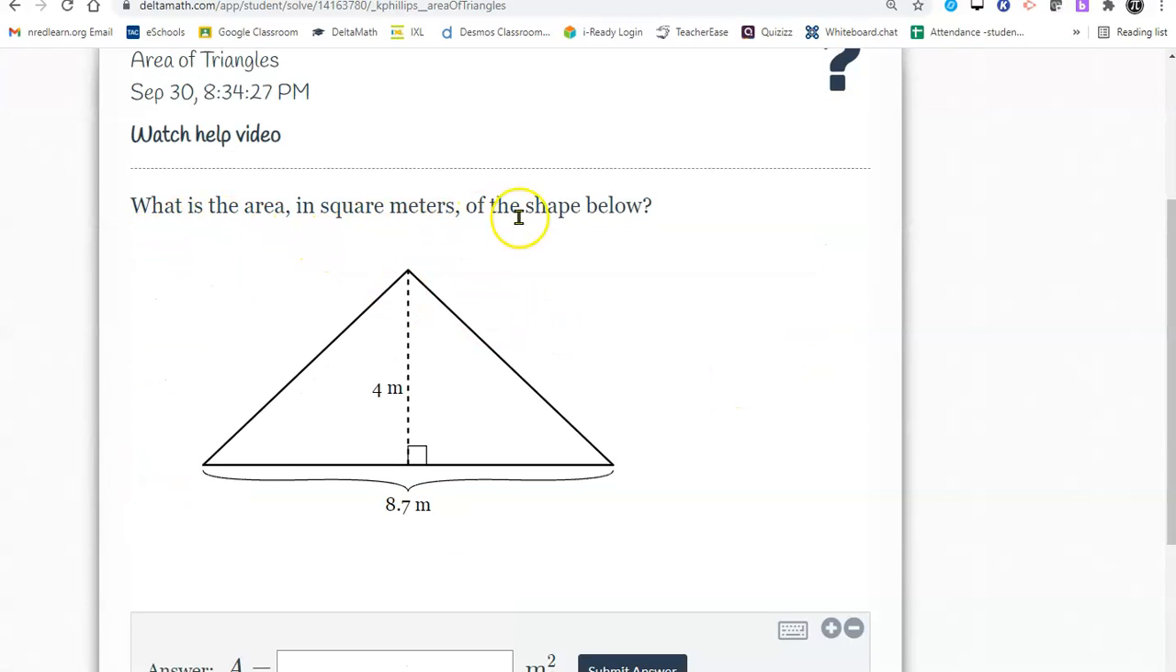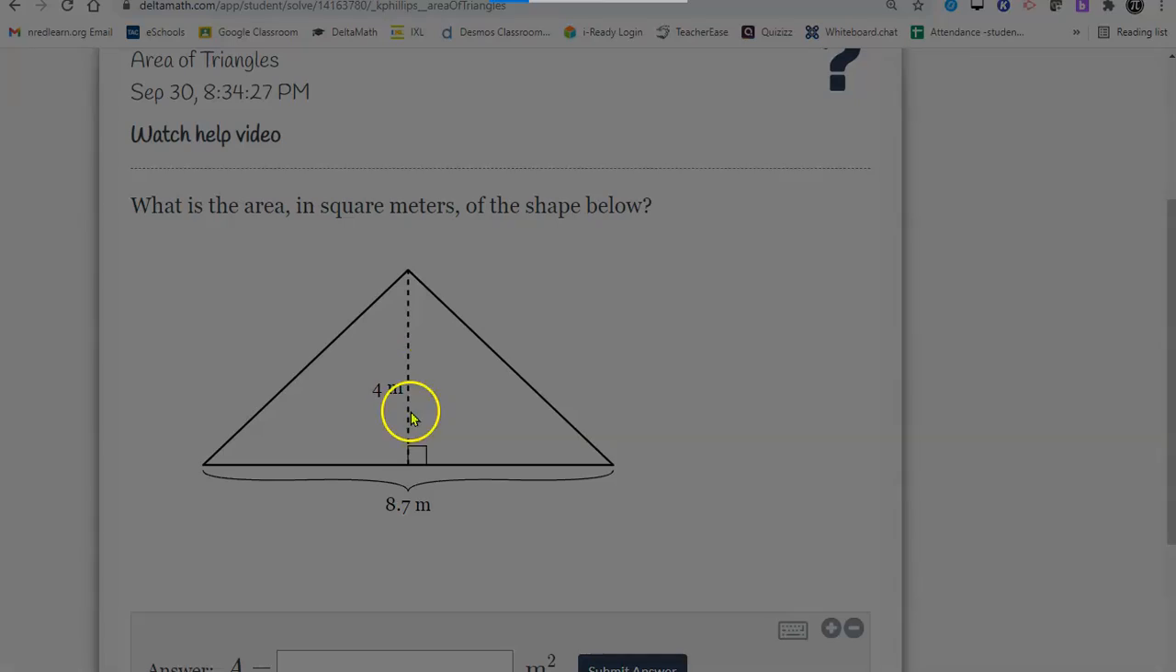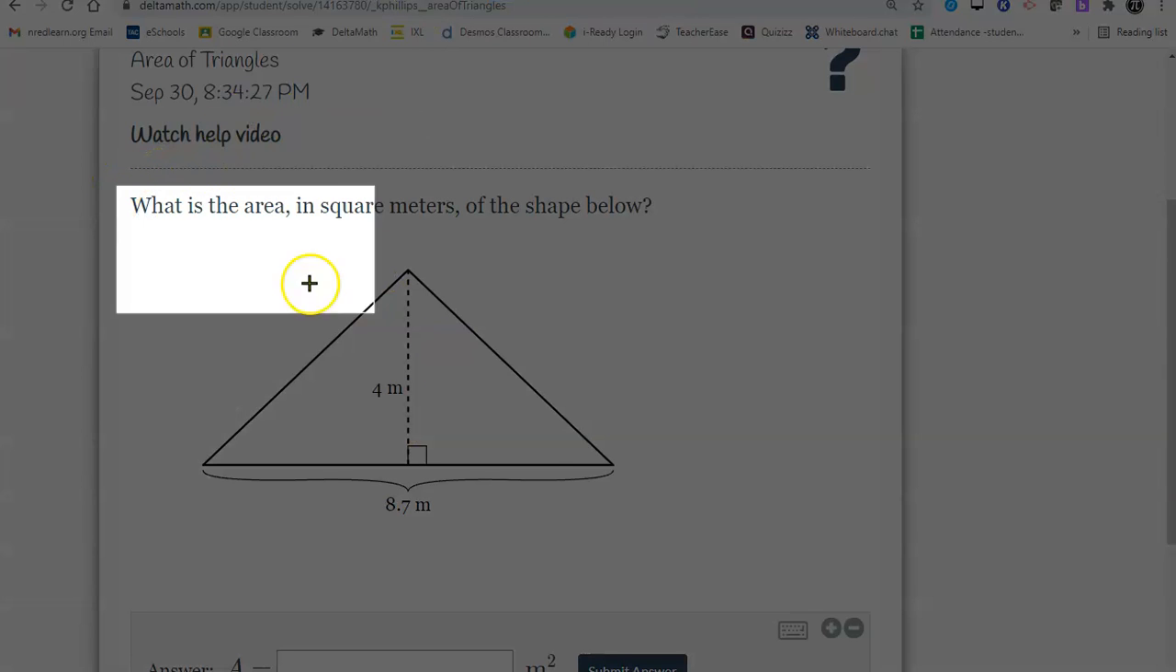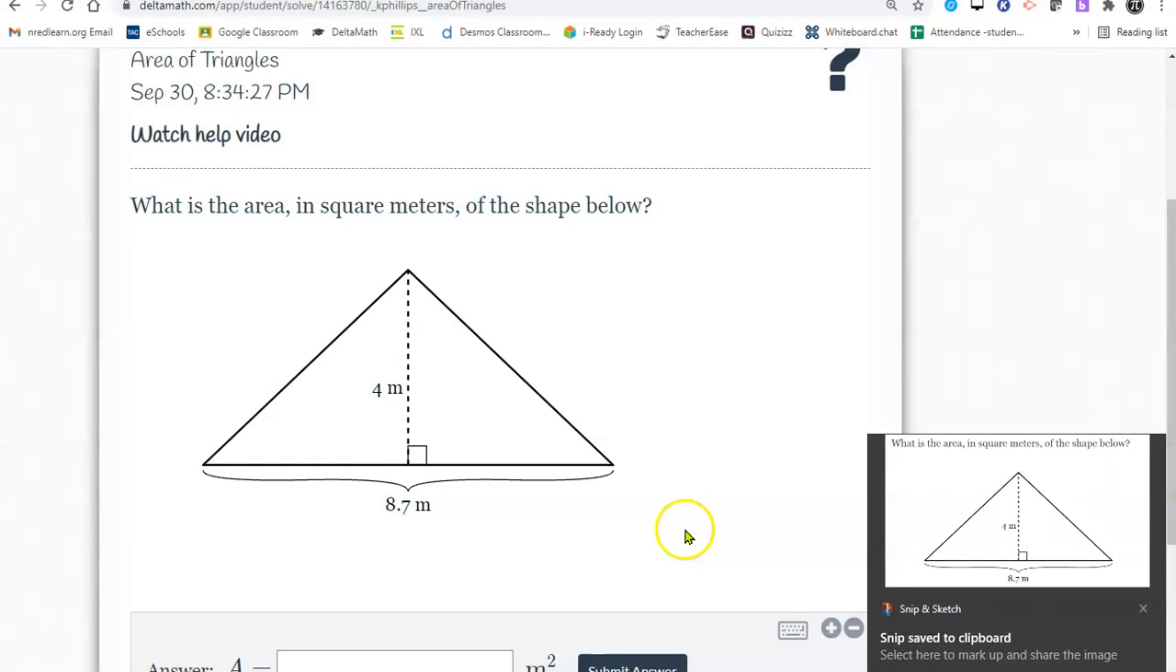What is the area in square meters of the shape below? So this one goes back to the first question. You do half of the base times the height. So half of the base is 8.7 times the height, which is 4. Again, you can rearrange those pieces if you want to do a little bit more mental math, right? Let me show you what I mean. Take a quick screenshot here.